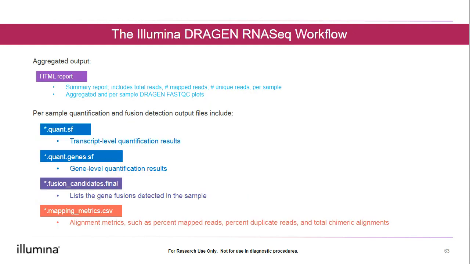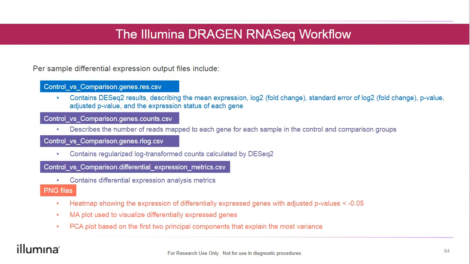For the DRAGEN RNA workflow, I've listed some of the key output files here. You can expect to find the HTML report, the transcript and gene-level quant results, and the final list of fusions detected for a given sample. For differential expression analysis output, you can also expect to find the control versus comparison genes file, as well as the differential expression metrics and PNG files for heat maps to visually display the differentially expressed genes.